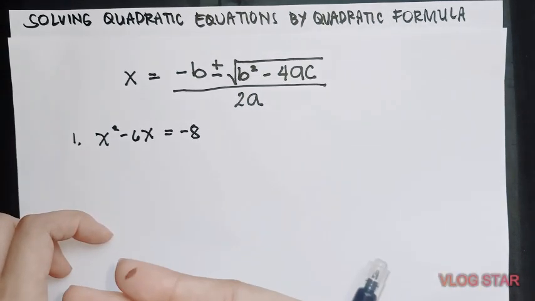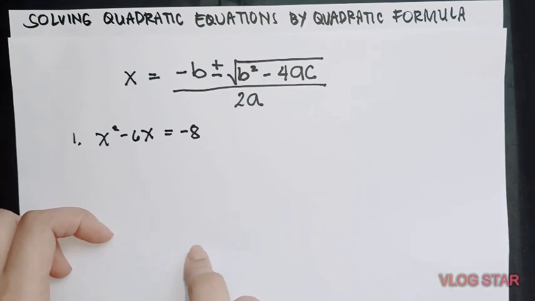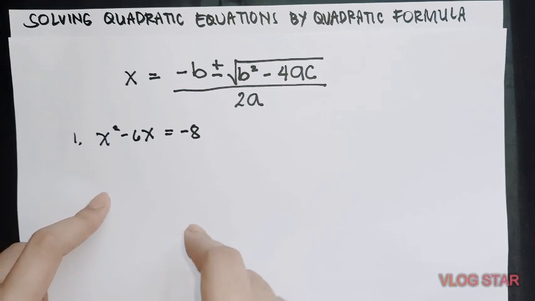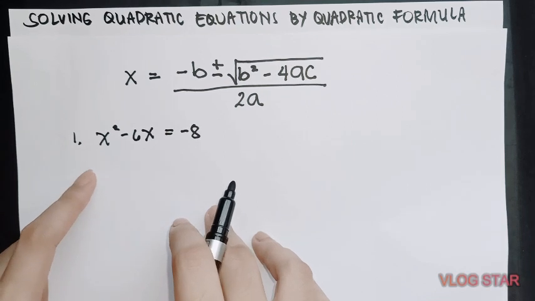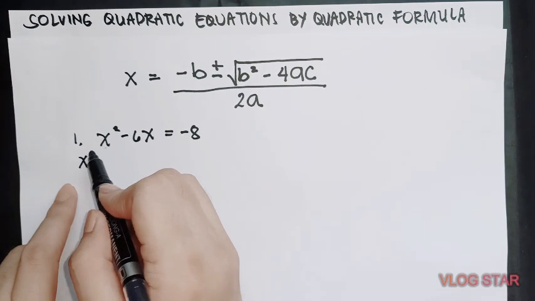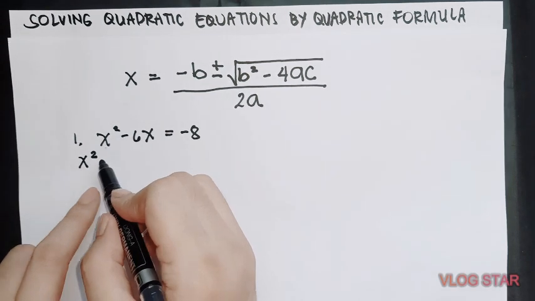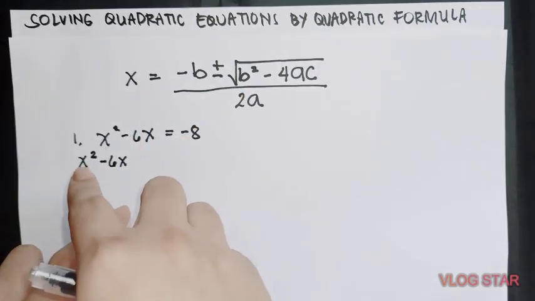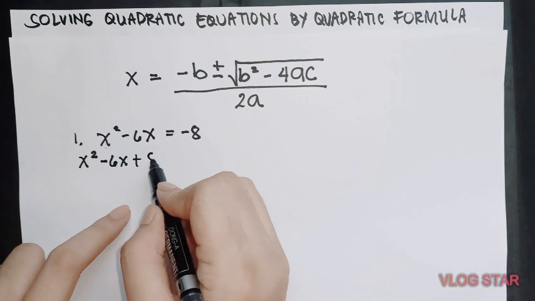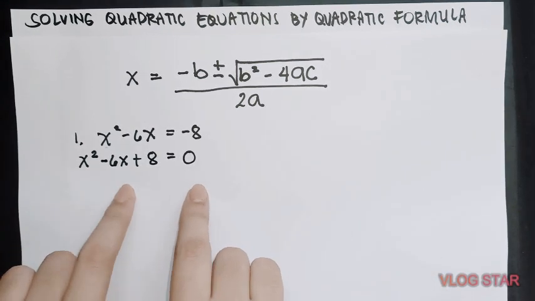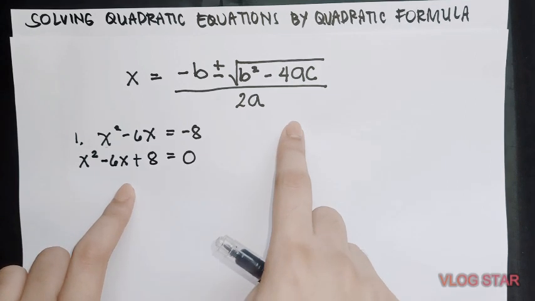The same with other methods, we have to make sure that the equation is in standard form. In this case, it's not yet written in that form, so we have to write this in standard form. This is ax squared, so we have x squared. This is our bx, so minus 6x. And then move c to the other side of the equal sign. That will become plus 8 equals 0. Now this is already written in standard form. We can now use the quadratic formula.